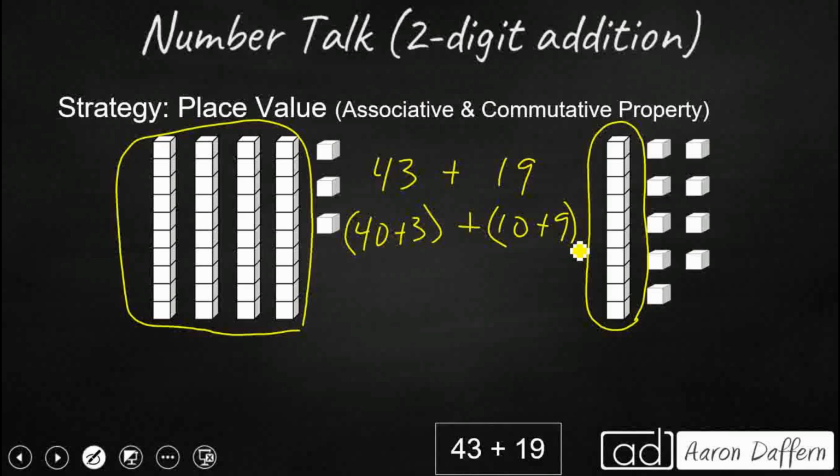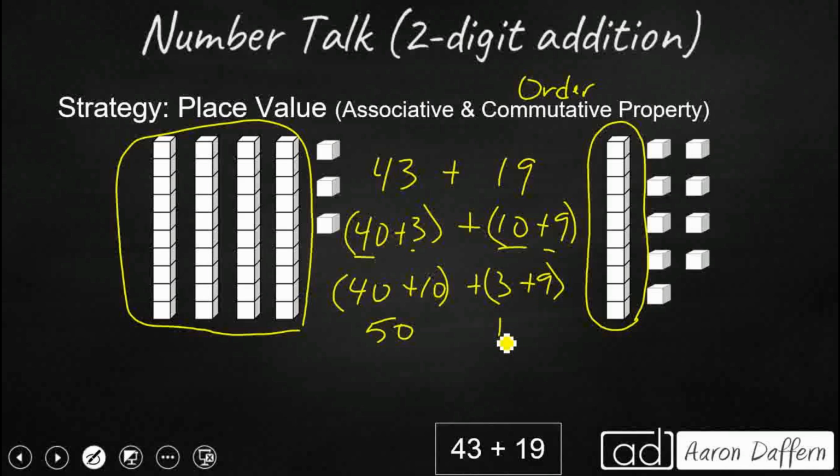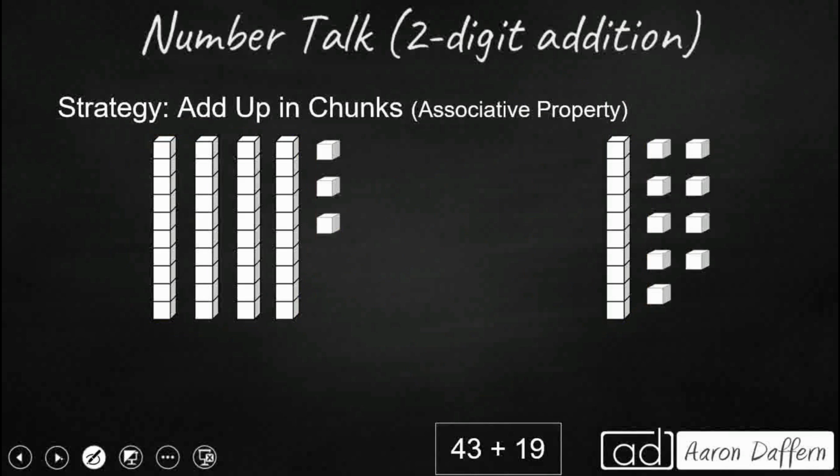And so let's take a look at how we would shift this. We would take our 40 and 10. We're going to need our commutative property to reorder these, and our associative property to put them into new groups. So 40 and 10, we're going to do that first. That's going to be 50. 3 and 9, we're going to do that second. And 3 and 9 make 12. 50 plus 12, that makes 62, because we're always going to come back to that 62.